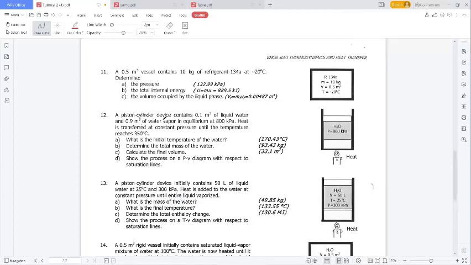A piston cylinder device contains 0.1 meter cube of liquid water and 0.9 meter cube of water vapor in equilibrium at 100 kPa. Heat is transferred at constant pressure until the temperature reaches 315 degrees C. Question A asks: what is the initial temperature of the water?